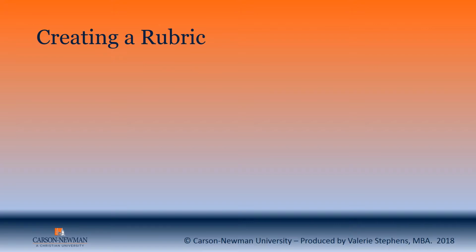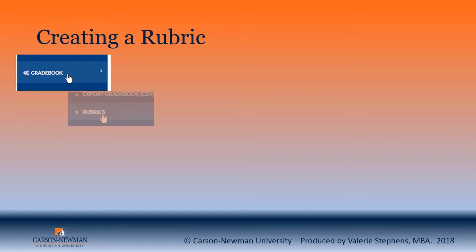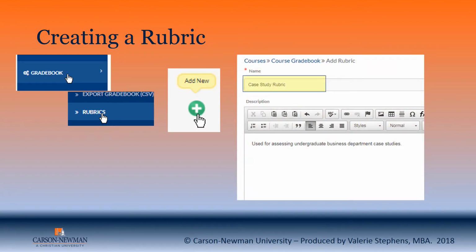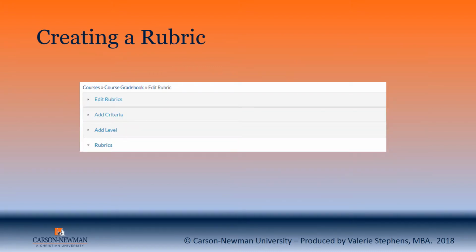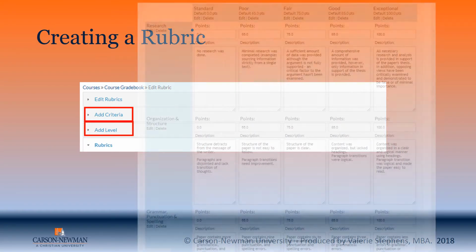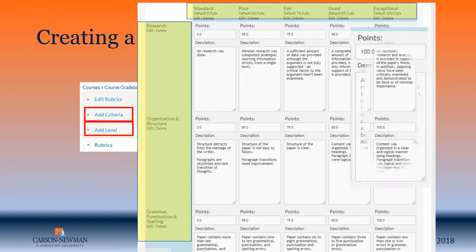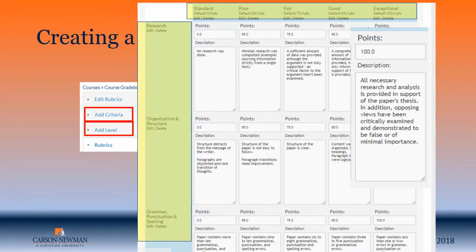Within the course, select the Gradebook course tool located on the left navigation panel. Select the Rubrics link, select the Add New green button at the right of the screen, enter a name for the rubric, and optionally add a description. Once the rubric is created, we need to add criteria and levels. Once all criteria and levels are created, fill in the descriptions for each level in each criteria. Adjust the default points to suit the level and criteria, and save your changes.